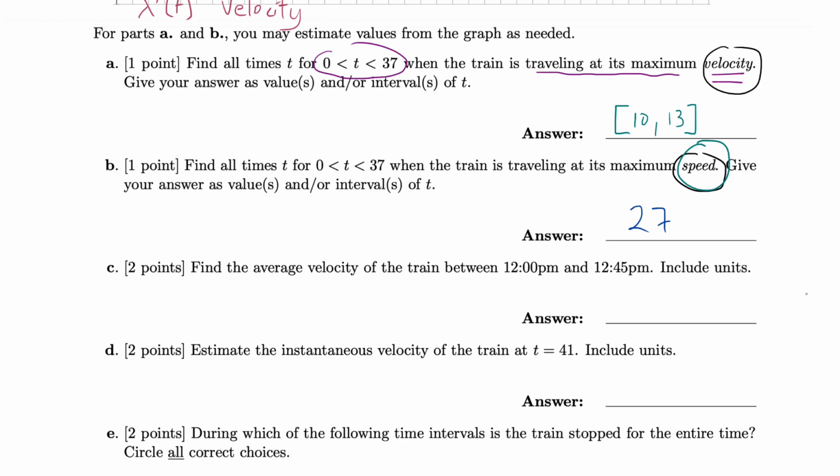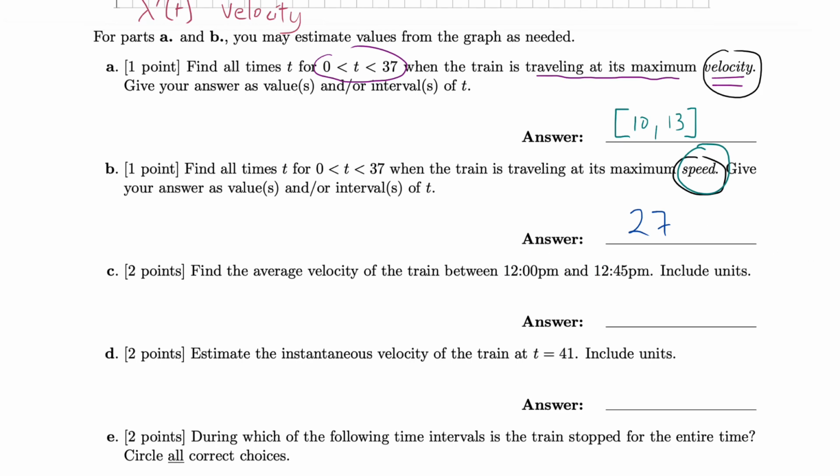Well, how do you find average velocity? Well, if I know the position of the train at 12 p.m. and if I know the position of the train at 12:45 p.m., then it's really just finding the average rate of change between those two values. So it'll be change in position divided by change in time.